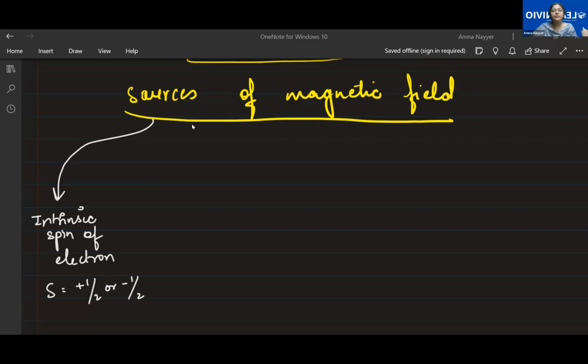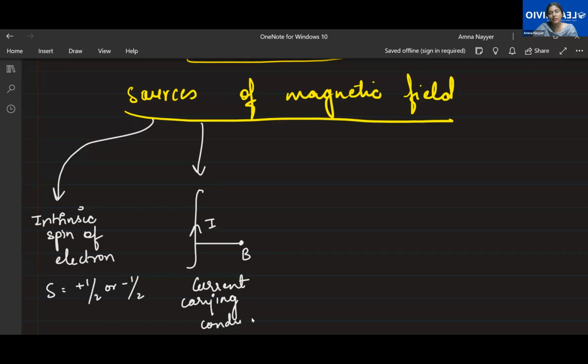Then you have a current carrying conductor. Means if I have a wire which is carrying some amount of current, and at a point, let's say this point B, I want to find out the magnetic field. I'll be able to find it out just by the current flowing, because when a current flows, it acts as one of the sources of the magnetic field. This leads to magnetism. So you have the current carrying conductor.